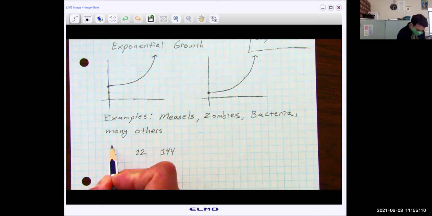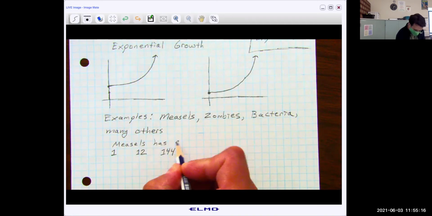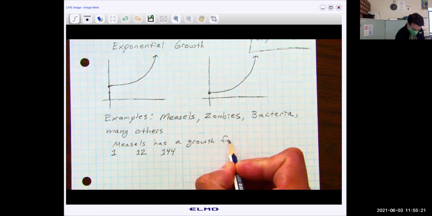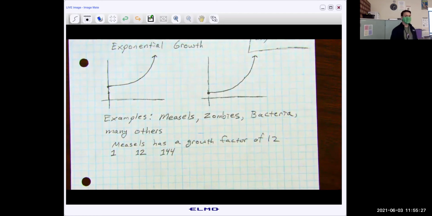So measles has a growth factor of 12. That's what we call that multiplication, a growth factor of 12. That's what we call that multiplication in between these stages, these steps.